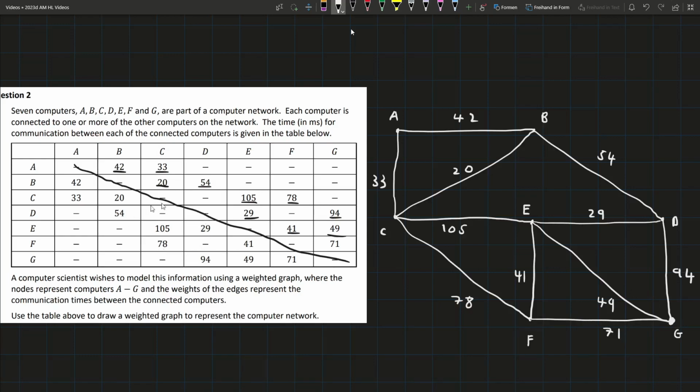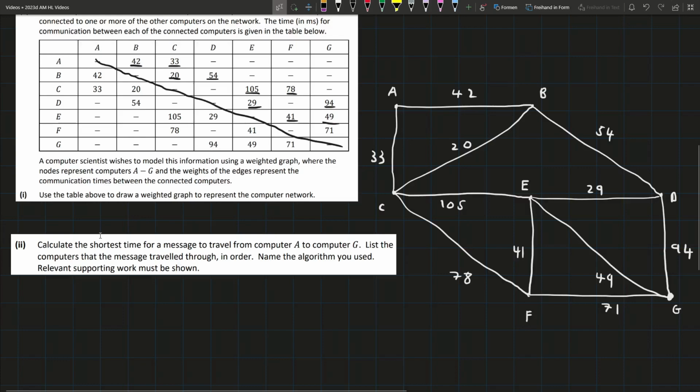And you can see everything that we didn't do on this side of the diagonal, we already did on the other side because they're all the same numbers. In part 2, we're asked to calculate the shortest time for a message to travel from computer A to G. List the computers that it travels through in order, name the algorithm you used and show your work. So of course we're going to use Dijkstra's algorithm. Technically another option is Bellman's algorithm or dynamic programming, but we don't see an easy way to break this up into stages, so we'll use Dijkstra's algorithm. So we'll name it Dijkstra's algorithm. And they actually give you 3 marks just for naming the algorithm, which is quite generous. So it's very important to say that you're using Dijkstra's algorithm.